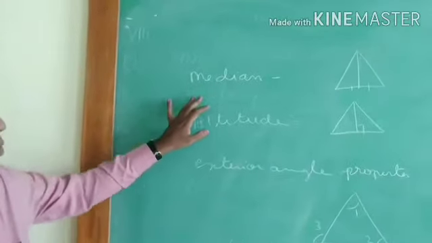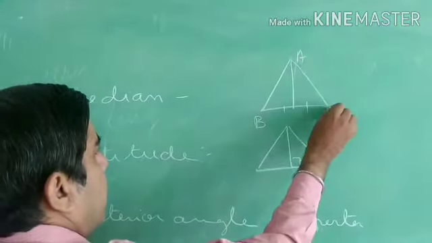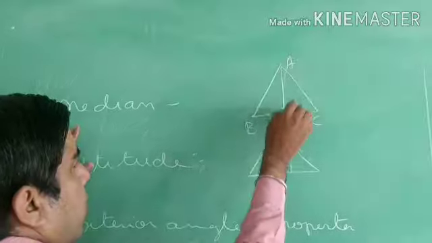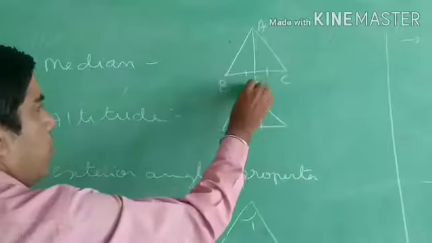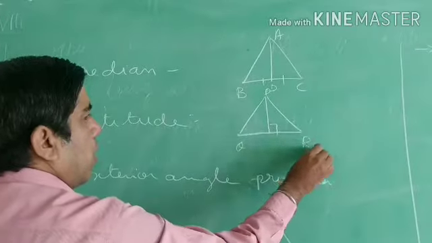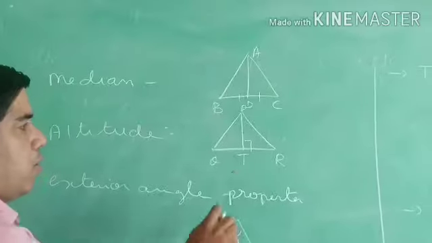Median. Now you know what is median here. If a triangle is there, a line segment which divides the opposite side into 2 equal parts is called median. So AD is a median. You can see now P, Q, R, and here T. So PT is an altitude. You can see it is 90 degrees.